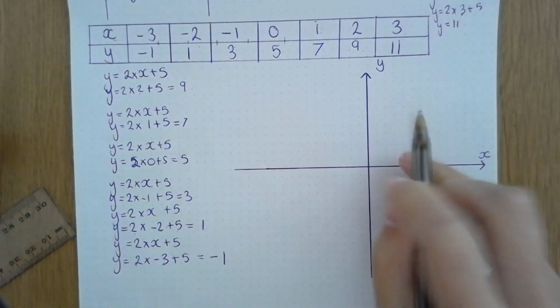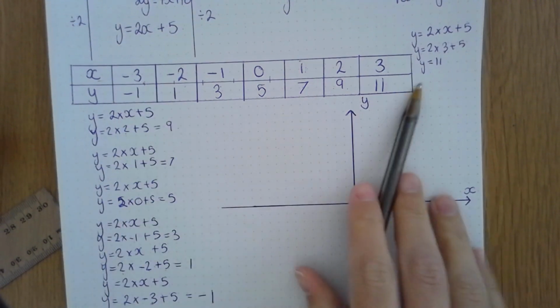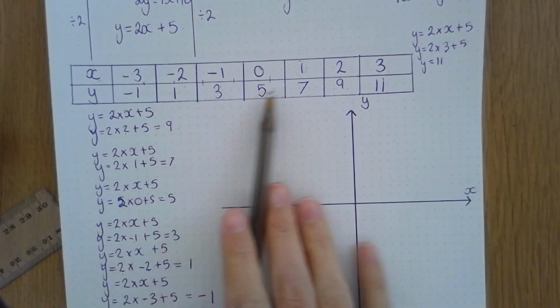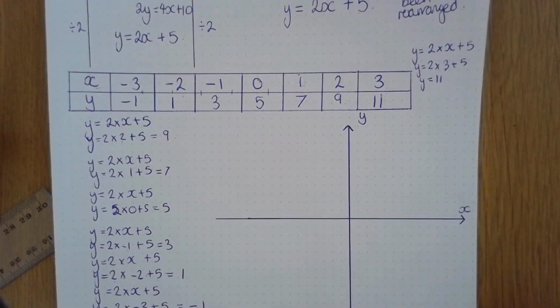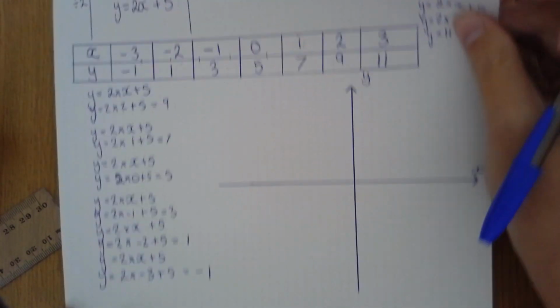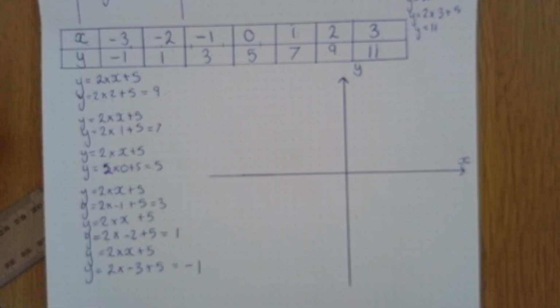So you can see it follows the pattern 11, 9, 7, 5, 3, 1, negative 1. Or you can work up the other way, negative 1, 1, 3, 5, 7, 9, 11. There is a difference of 2 between each of them. So hopefully you'll remember from the last video that this means we've got pairs of coordinates.